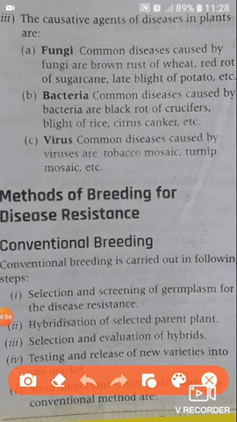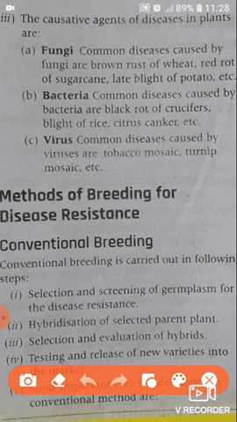So there are different methods of breeding for disease resistance, means how plants can be bred for disease resistance. Basically there are two methods. Number one is conventional breeding techniques and the second one is mutation breeding. In conventional breeding techniques, different steps are followed. People select and screen the germplasm for disease resistance. First of all they go into the field and select the germplasm, means the plants or seeds which are disease free.